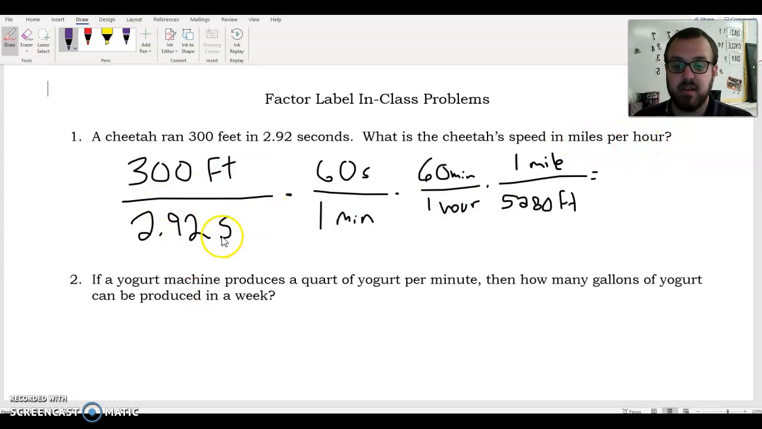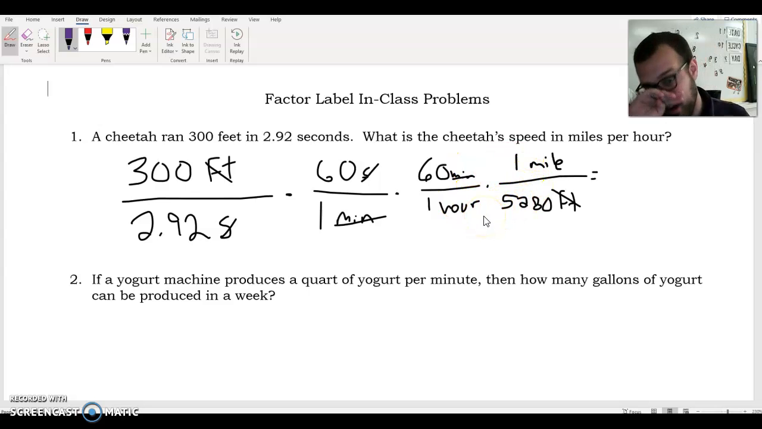So let's go through. Let's see. We have seconds. Those are going to cancel out. We have minutes. Those will cancel out. We have feet. Those will cancel out. What am I left with? Well, in the numerator, I'm left with miles. In the denominator, I'm left with hours. That means that I'm going to get the unit that I want, miles per hour.